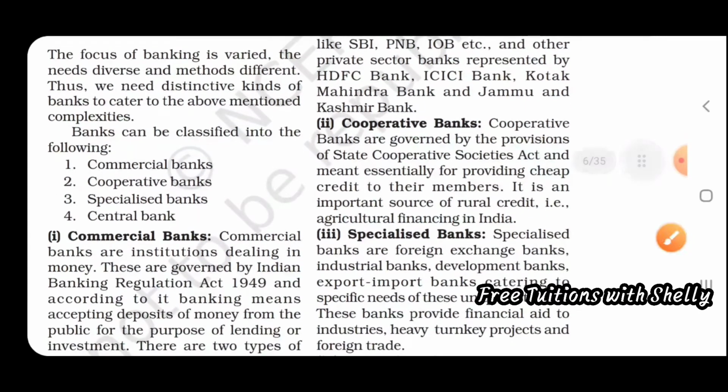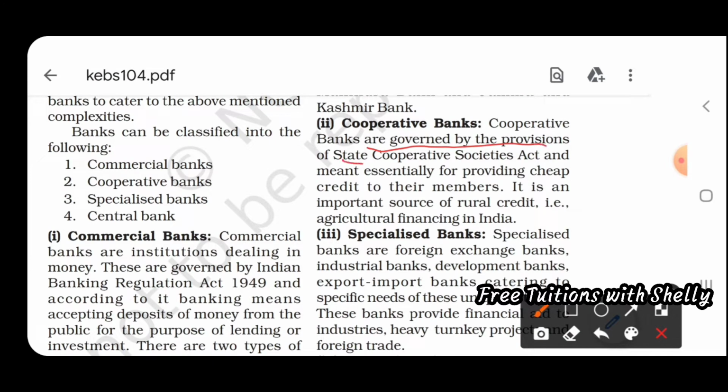Second one is cooperative banks. These banks are governed by the provisions of the State Cooperative Societies Act. They are meant for providing cheap credit to their members. If it is a farmers cooperative, then for providing credit among themselves, they create such groups and they can avail loans from cooperative banks. It can be rural credit, agriculture financing.